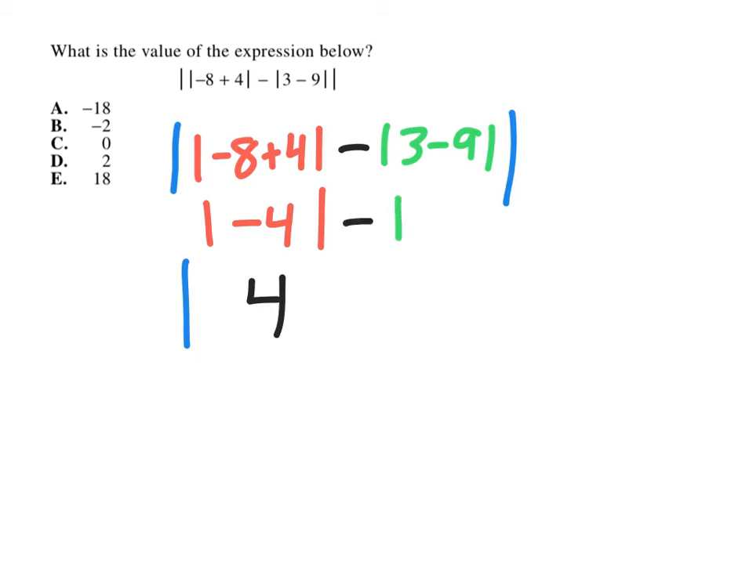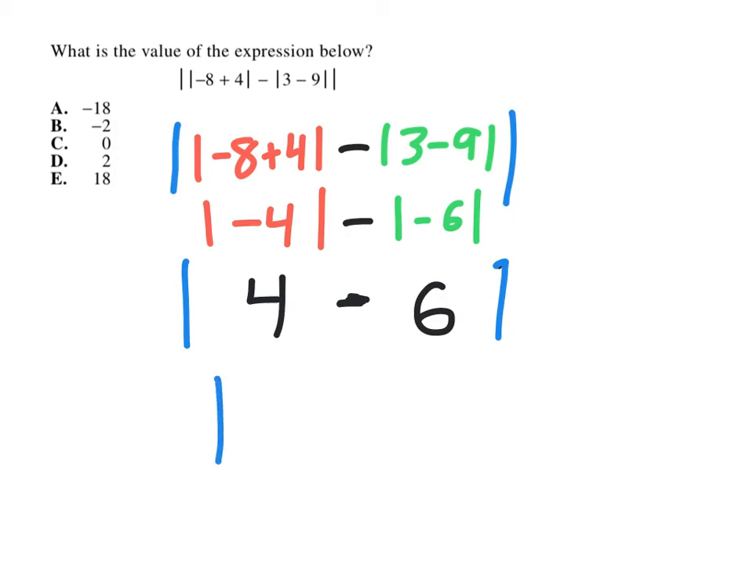3 minus 9 gives negative 6. Well, the absolute value of negative 6 would be just 6. And again, there's a built-in negative here between them, so I bring that down. And then I have those outside absolute values still here.